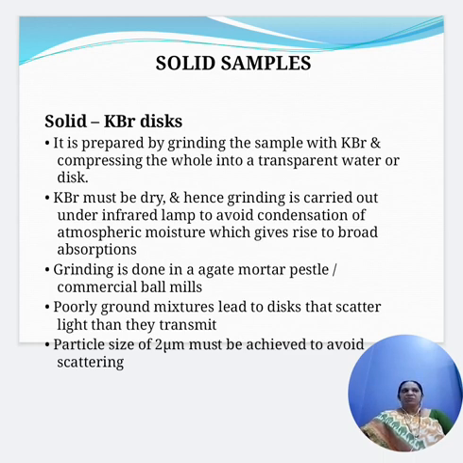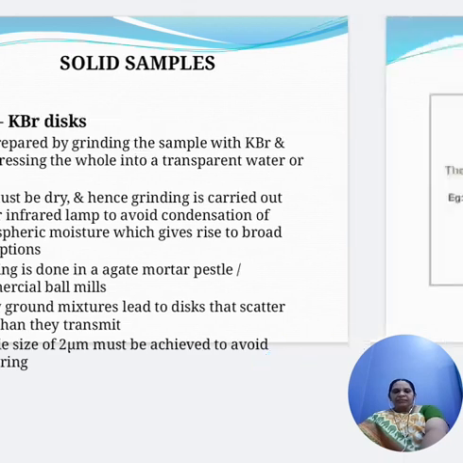Potassium bromide must be dry, and hence grinding is carried out under an infrared lamp to avoid condensation of atmospheric moisture, which gives rise to broad absorptions. Grinding is done in an agate mortar and pestle or commercial ball mills. Poorly ground mixtures lead to discs that scatter light rather than transmit it. A particle size of 2 micrometers must be achieved to avoid scattering. So depending upon the nature of the sample, we are going to use the sampling technique.